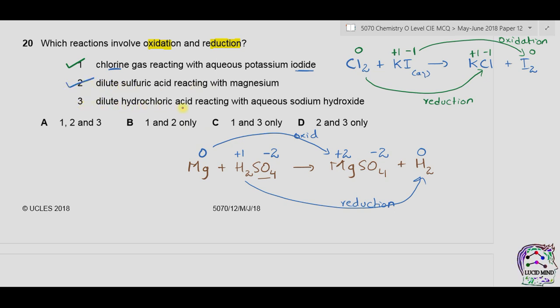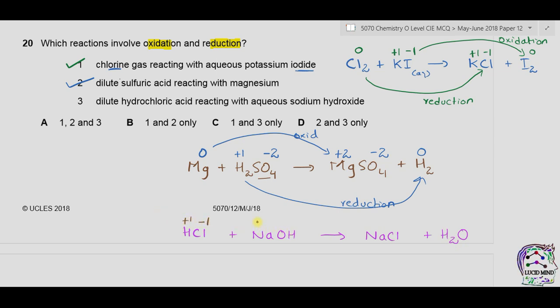Part 3, dilute hydrochloric acid reacting with aqueous sodium hydroxide. This is a neutralization reaction. We have HCl and sodium hydroxide. Now acid and alkali, they both react to form salt, which is sodium chloride, along with water. Let's find out the oxidation states. In HCl, hydrogen is +1, Cl is -1.